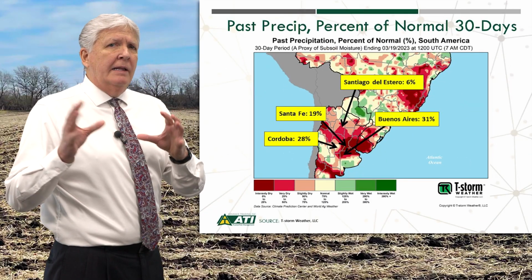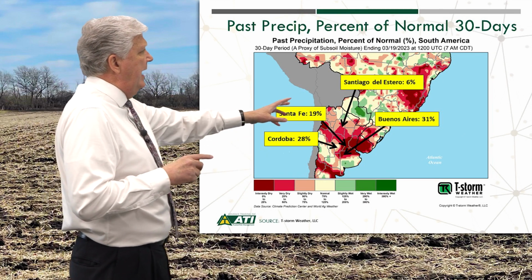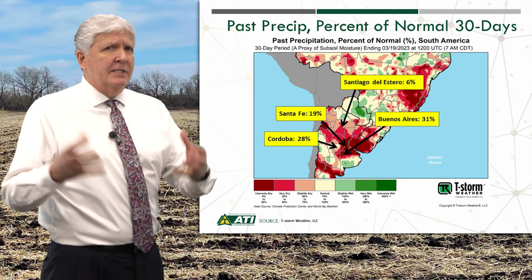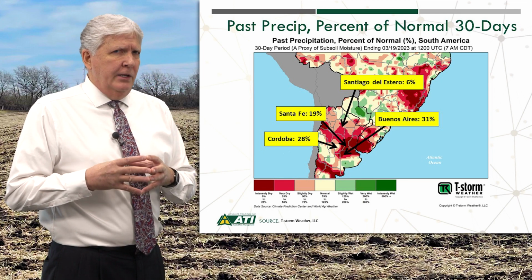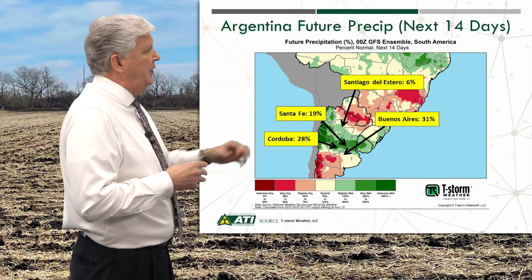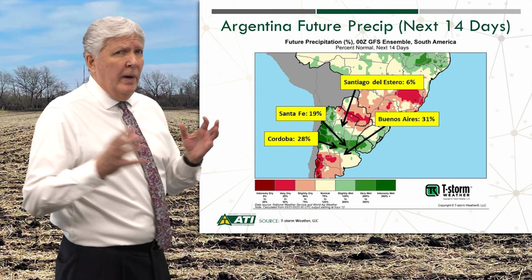This is something we've highlighted all throughout the winter, how dry it's been in Argentina. Look at the last 30 days. Proxy of subsoil moisture, intensely dry. There has been some irreversible crop loss in those areas at this point. However, as we wrap things up here, there is a trend change in the next 14 days, much more green than we've seen in that picture for quite some time.